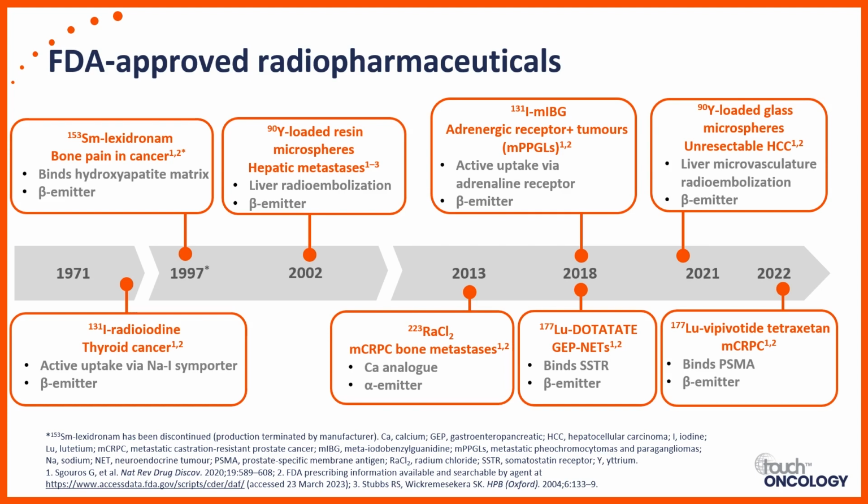In 2018, we had approval of iodine MIBG for advanced pheochromocytoma and paraganglioma that targets the adrenaline receptor, as well as lutetium dotatate that binds the somatostatin receptor and is used for treatment of midgut neuroendocrine tumors. And then finally, just last year, we had FDA approval of lutetium PSMA 617 for metastatic castrate-resistant prostate cancer that binds the prostate-specific membrane antigen and is also a beta emitter.